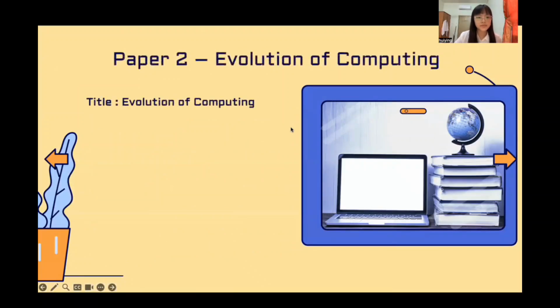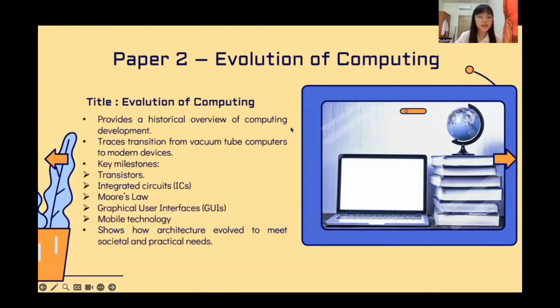The second paper is Evolution of Computing. This paper provides a historical overview of computing development, the transition from vacuum tube computers to modern devices, such as transistor, integrated circuit, Moore's law, graphical user interface, and mobile technology. This paper also shows how architecture evolved to meet societal and practical needs.